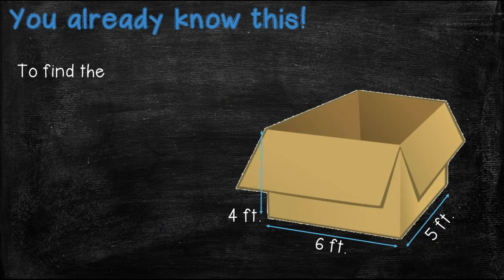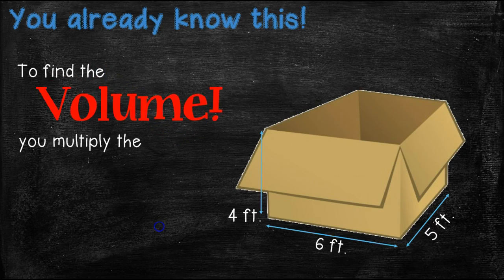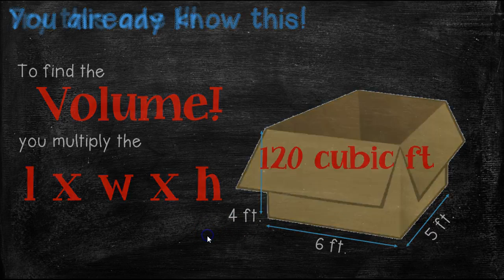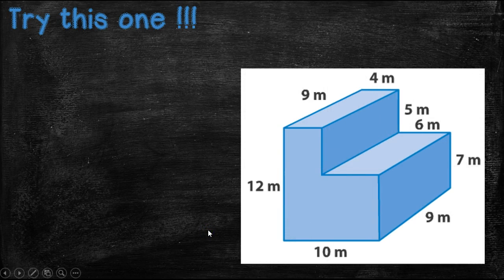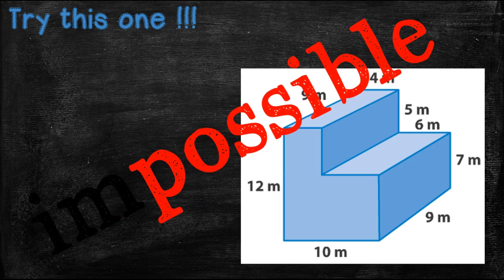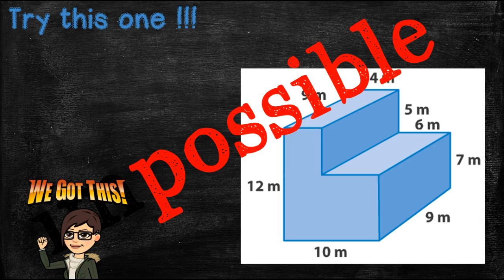You already know how to do this, because to find the volume you multiply the length times width times height. So in this instance, to find the volume of the box, we would multiply the 4 times the 6 times the 5, and that equals 120 cubic feet. So now I want you to try this one. Well, I know some of you right now might be thinking that is impossible, but I am here to make the impossible possible. We got this.